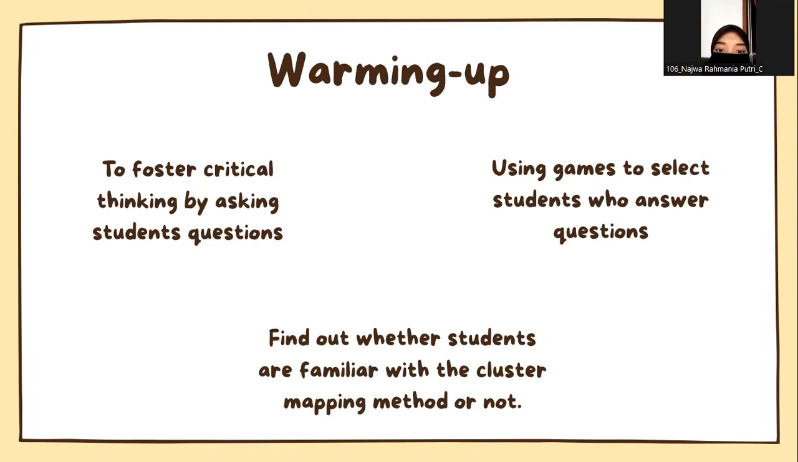The second one is games. We can use a game to select students who answer the question. For example, when there are no students who want to answer the question, we can use a game to choose which student will answer the question. For example, with the object relay game while singing, when the song stops, the last student holding the object must answer the question that was asked earlier. And the last one is ask students about the cluster mapping method, whether they have heard of it or not. And if anyone has heard it, give them a chance to explain it.